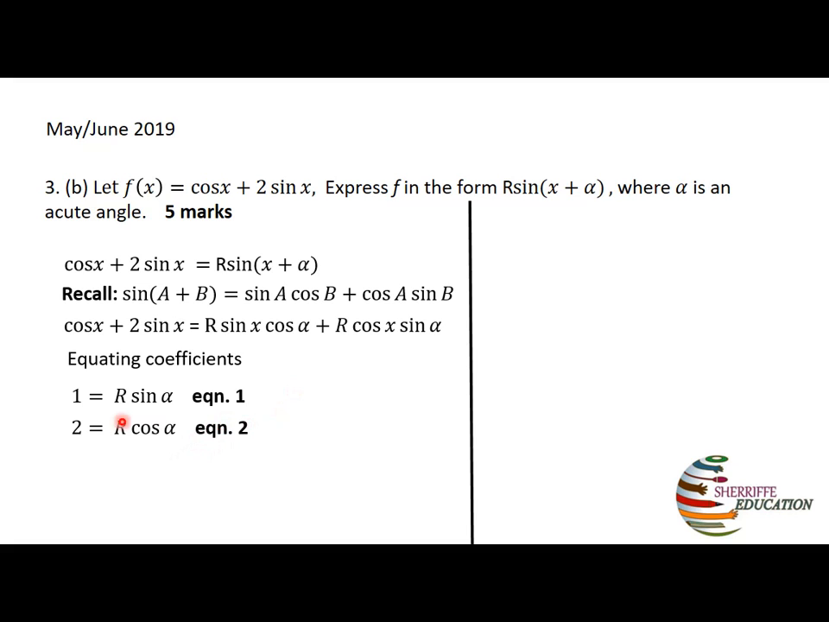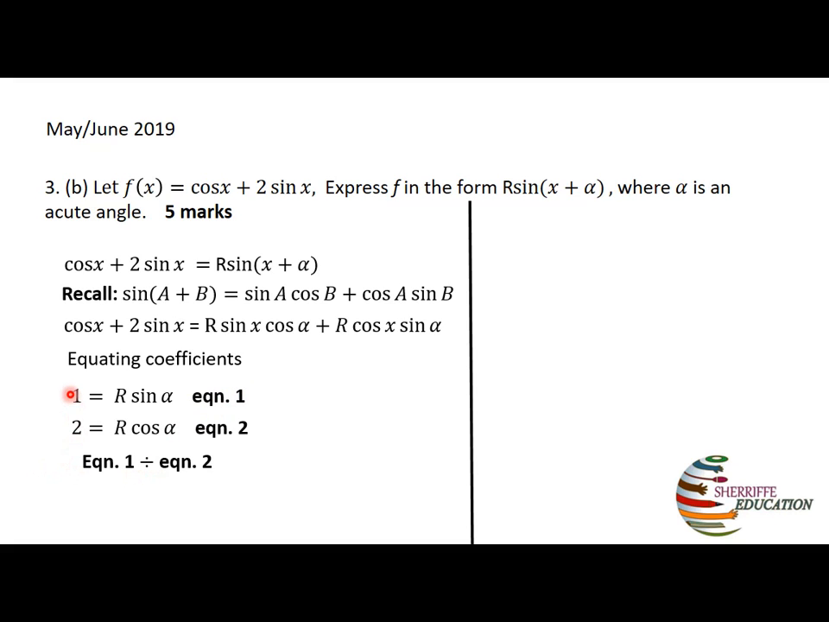So we have 1 is equal to r sine alpha, that's equation 1. 2 is equal to r cos alpha, that's equation 2. Now we are going to combine both equations by dividing. In particular, we want to have sine divided by cos. It's crucial that we have sine being divided by cos. Sine is in equation 1 and cos is in equation 2, so we're going to say equation 1 divided by equation 2.